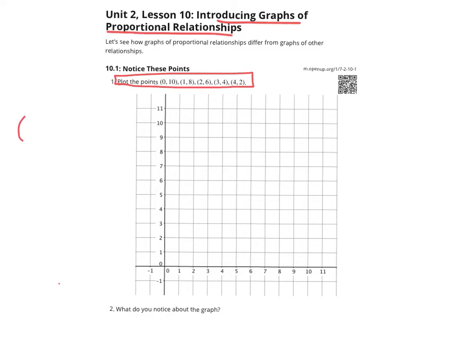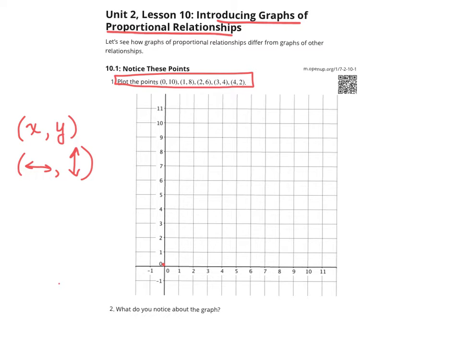When we plot points, we call that a coordinate pair. The x comes first and the y comes second. The x is our left-right direction and the y is our up-down direction. So we start at 0, 0. We call that the origin. And we move from there.